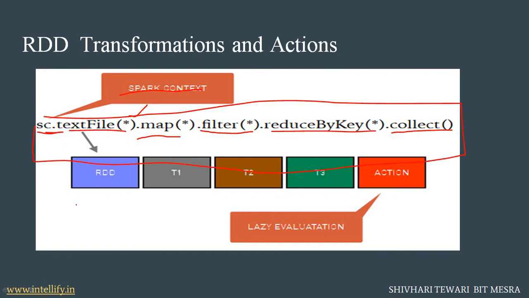So here first we will call the RDD. Then there are tier 1, tier 2, tier 3, which are mapping of data, filtering of data, and reducing of data, and then it will collect the data, which is known as an action, and this action is known as lazy evaluation.